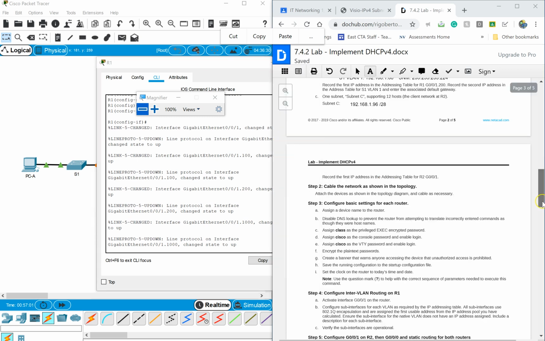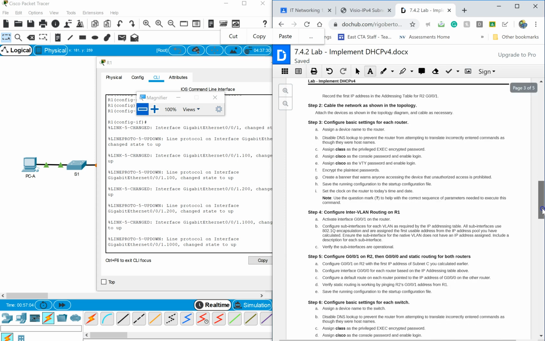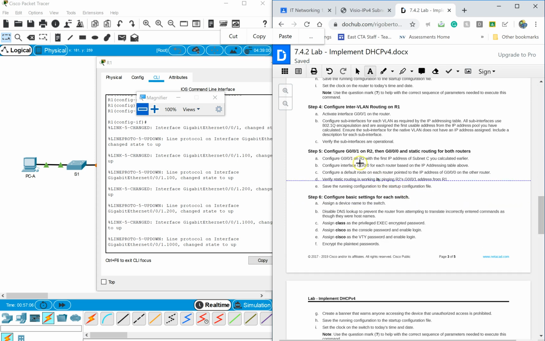Now my next step is, yikes, I lost it. Step 5, configure G0/1 on R2, then G0/0, and static routing for each router. So it says configure G0/1 on R2 with the first IP address on subnet C that you calculated. Configure interface G0/0 for each router based on the IP addressing table above. Configure the default route on each router pointed to the IP address of G0/0 on the other router, and I'll explain what that means.